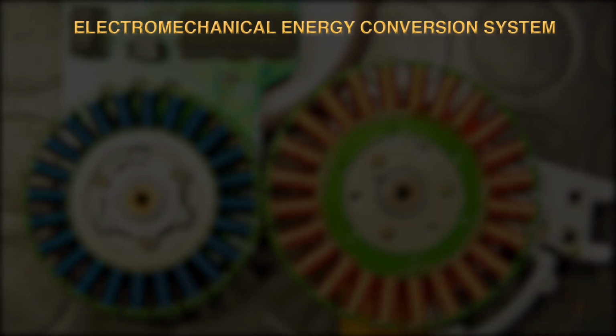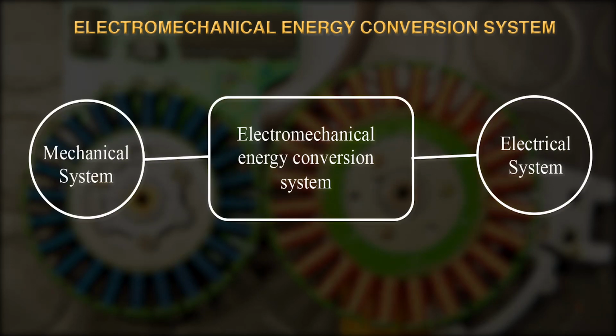First of all, we have to understand what an electromechanical energy conversion system is. Here you can see in the block diagram, a system that makes possible the conversion from electrical energy to mechanical energy or from mechanical energy to electrical energy is called an electromechanical energy conversion system. Depending upon the direction of conversion, the electromechanical device can be named a generator or motor.